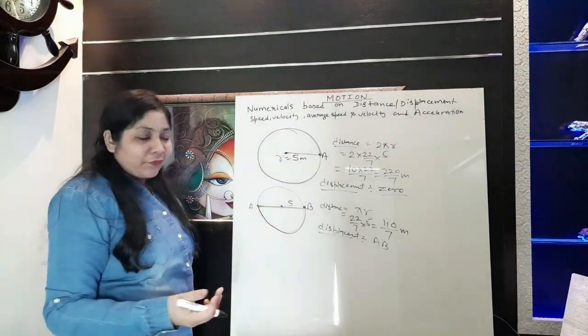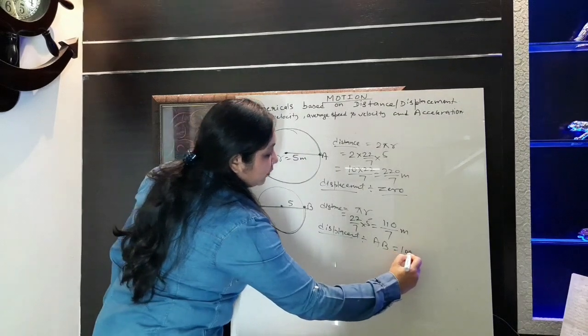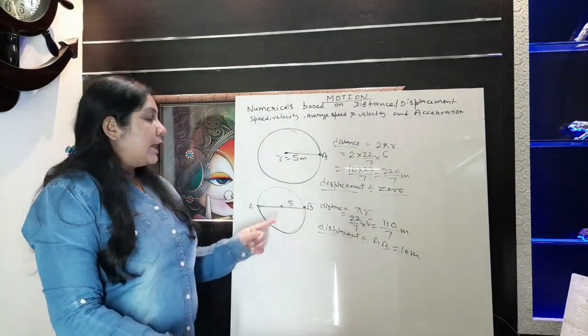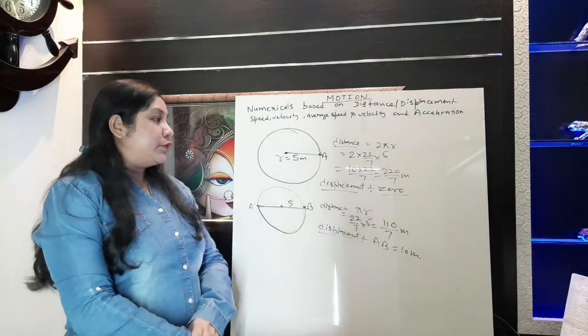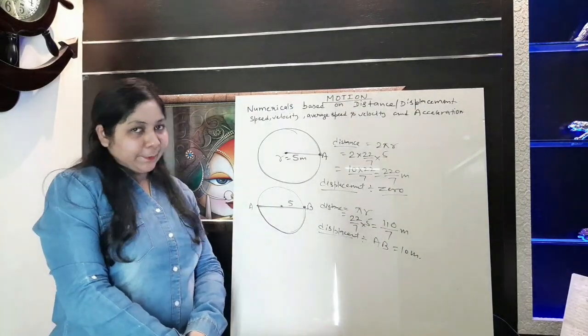And what will be the length of AB? If the radius is 5, then the diameter will be 10. So the length of AB will be 10 meter. So this is the displacement in this condition, and the displacement is equal to 0 if the initial and final point are both the same.